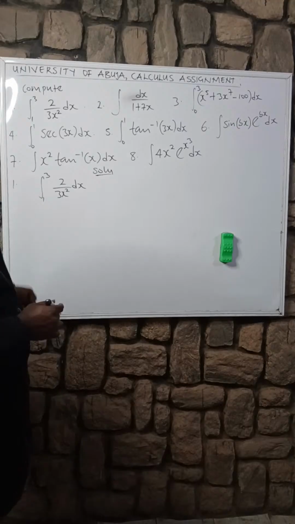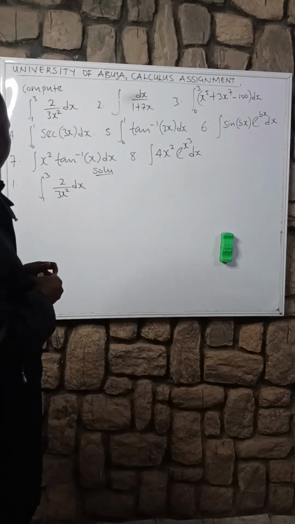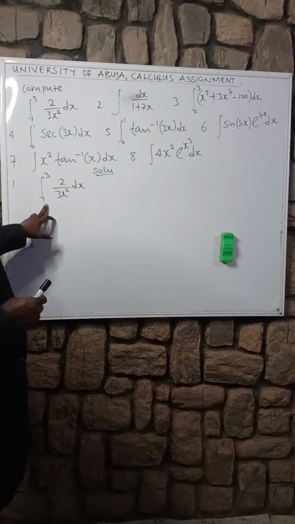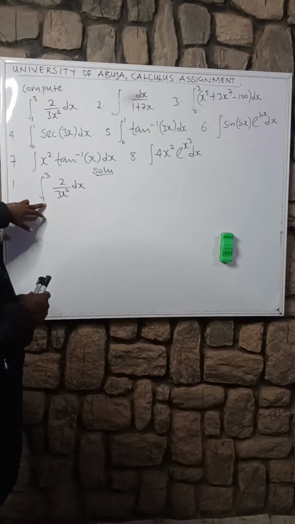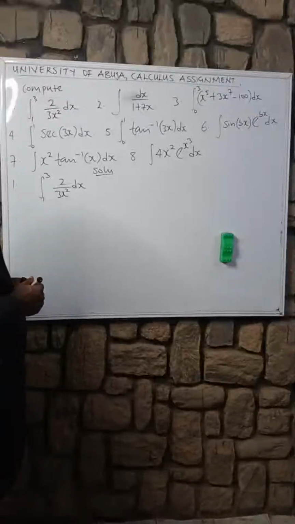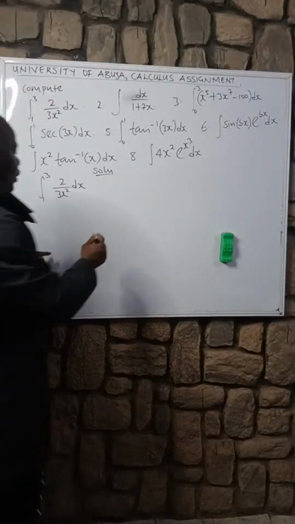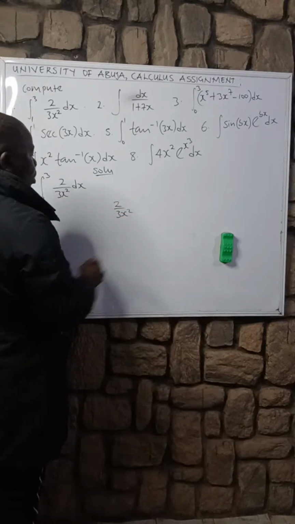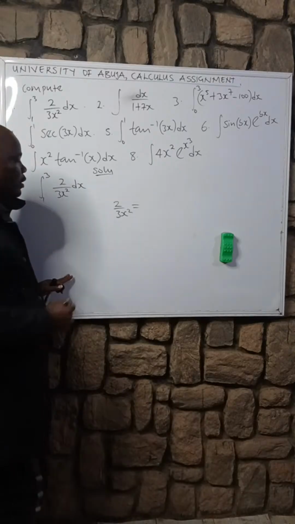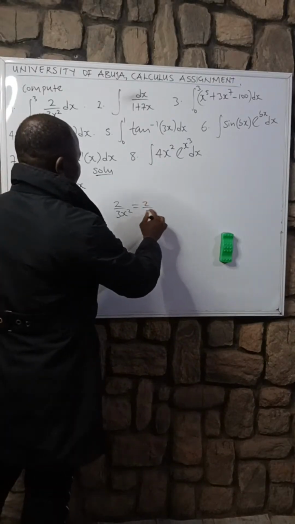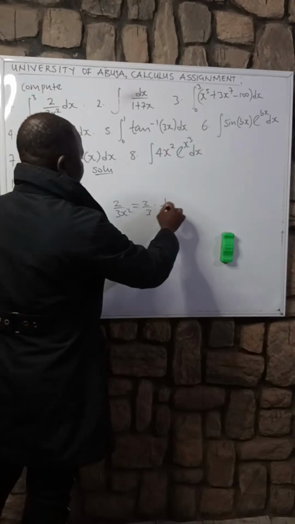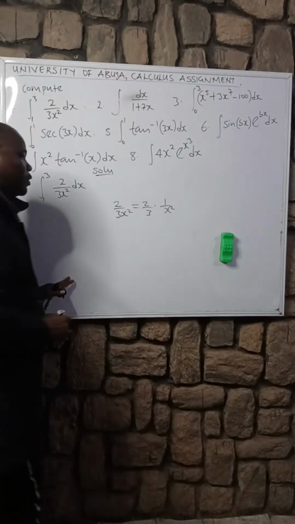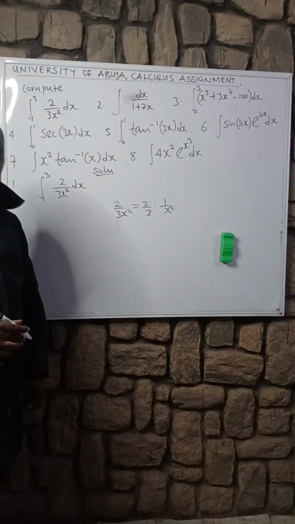Why is it a definite integral? Because it has limits running. Let's go ahead and begin to calculate this. If we have something of this form, 3x squared, we can rewrite this in this form: 2 all over 3 times 1 all over x raised to power 2.